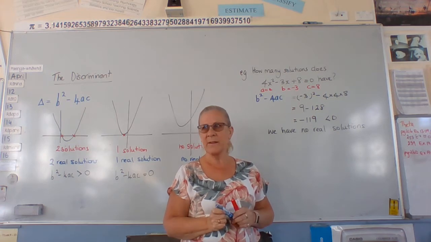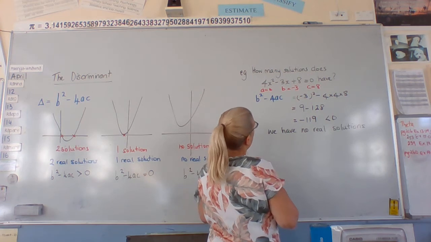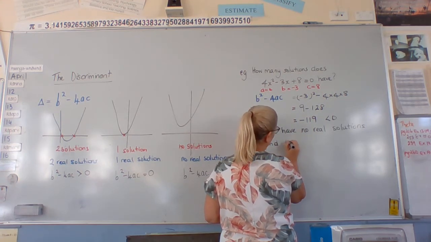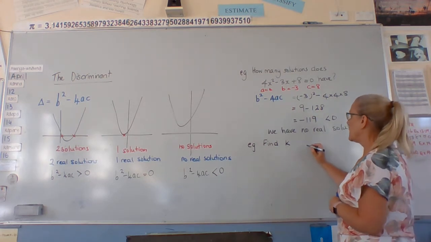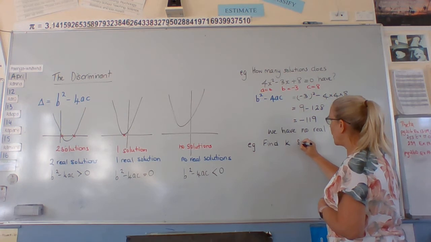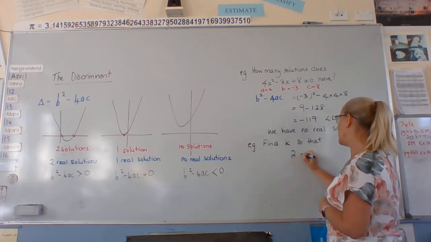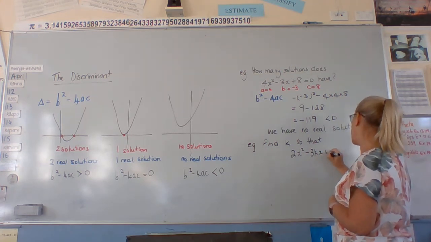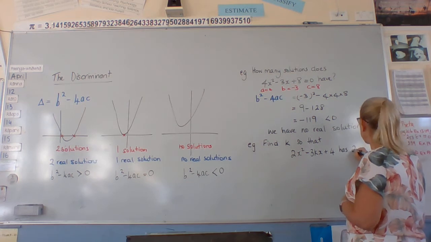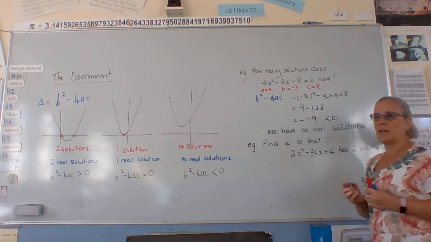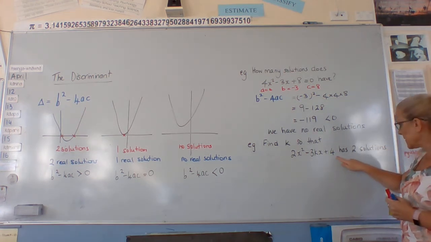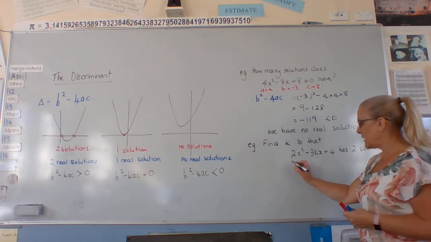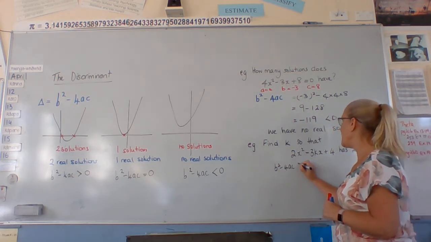Here's the merit question. They like K for some reason in this question. So find K so that 2x squared minus 3kx plus 4 has two solutions. All right. So the bit that's first and foremost important is this bit here. Has two solutions, bells ring, b squared minus 4ac has to be greater than 0. So b squared minus 4ac is our discriminant, and that has to be greater than 0.